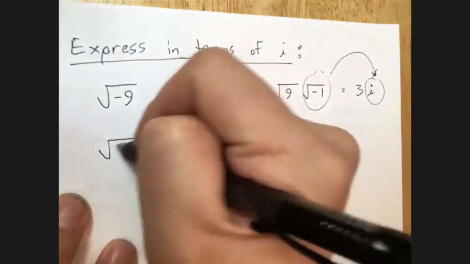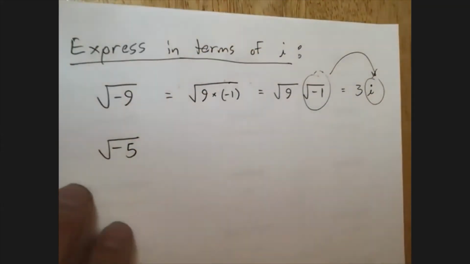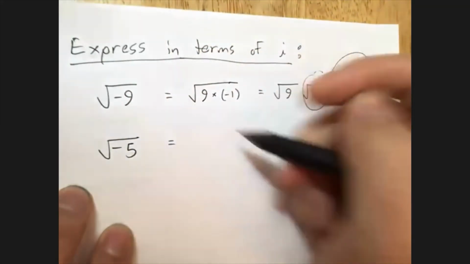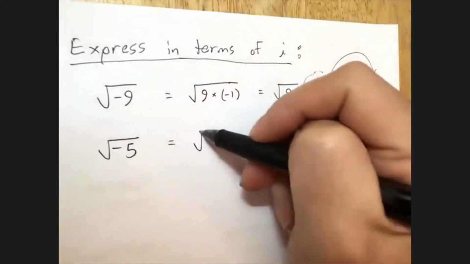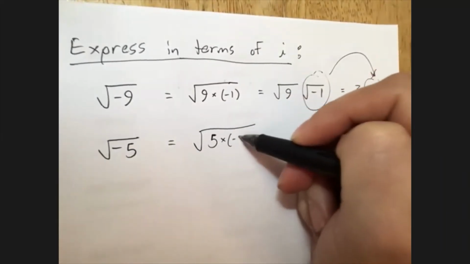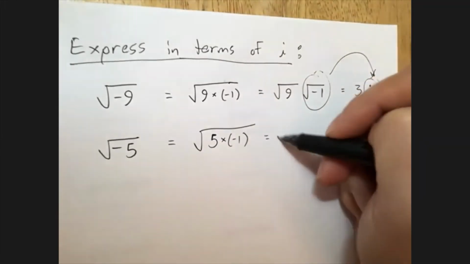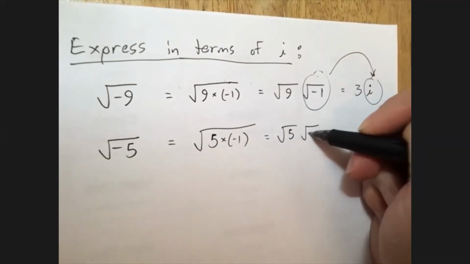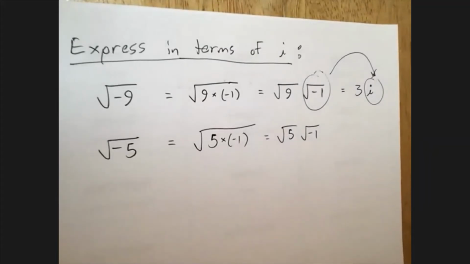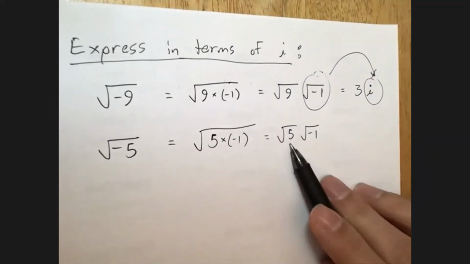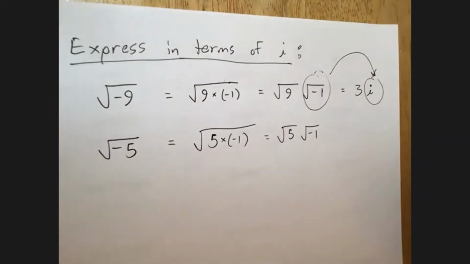What about this one? Square root of -5. Well, you do the same thing, right? You're going to write this as 5 times -1 under the square root. That's the square root of 5 times the square root of -1. The only thing here is that we can't simplify root 5. It's not a perfect square. So we just leave it.